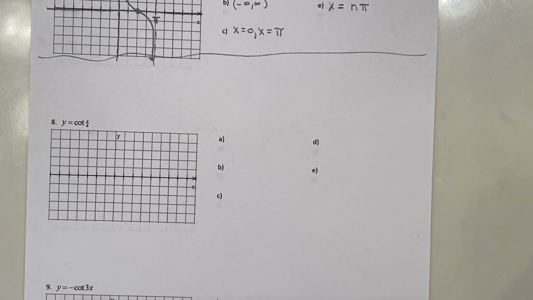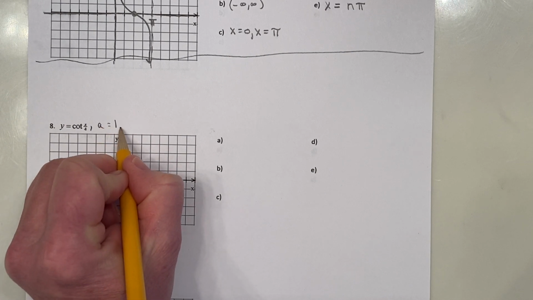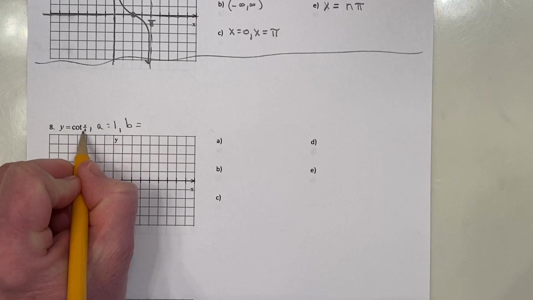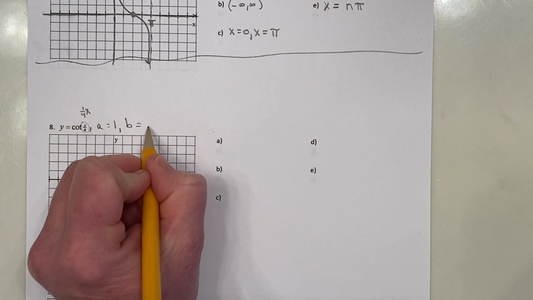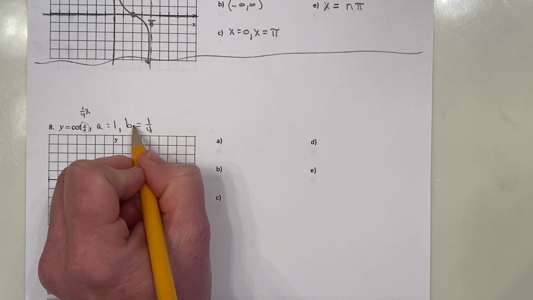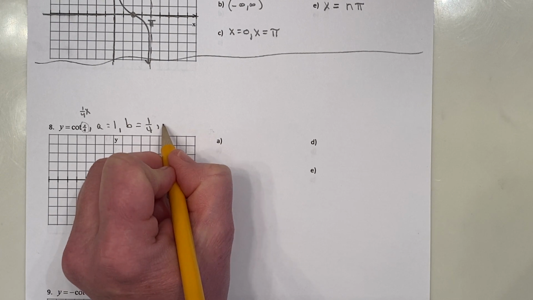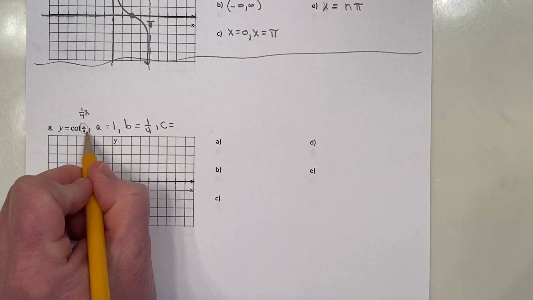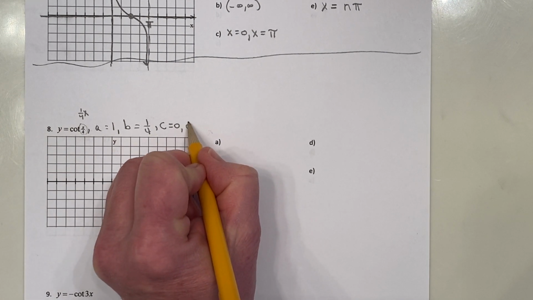All right, for example 8, for this cotangent graph, A is 1. B, remember x over 4 can be thought of as 1/4 x, so B is 1/4. So that's going to affect our vertical asymptotes. It's actually going to stretch them out a little bit, horizontally stretch. We don't have a C value because we're not adding or subtracting. I don't see a parentheses, and we don't have a shift up or down.